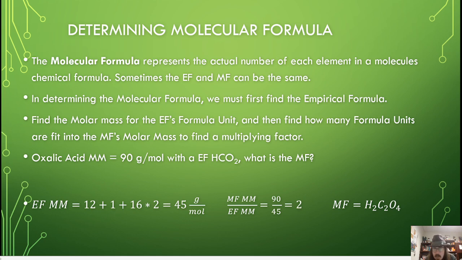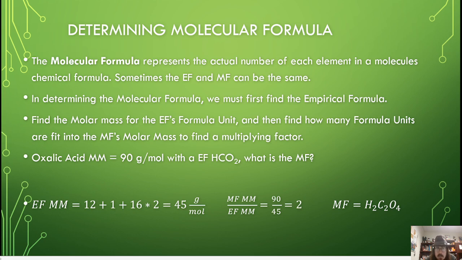We can look at the actual number of each element in the molecule. Sometimes they will be the same, and then we have no work to do. But if they're different, first we still need to find the empirical formula.